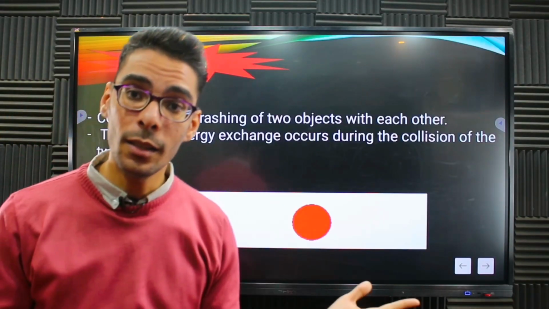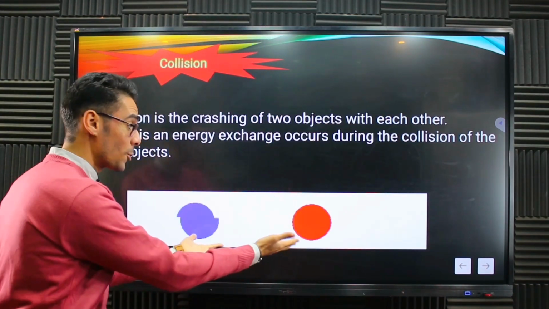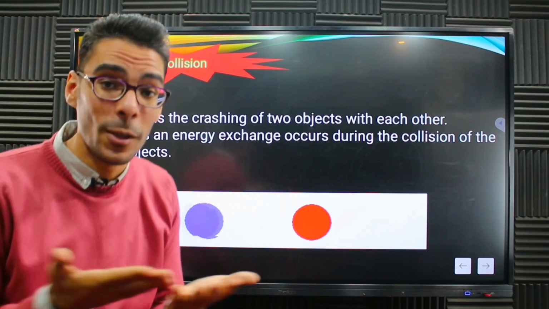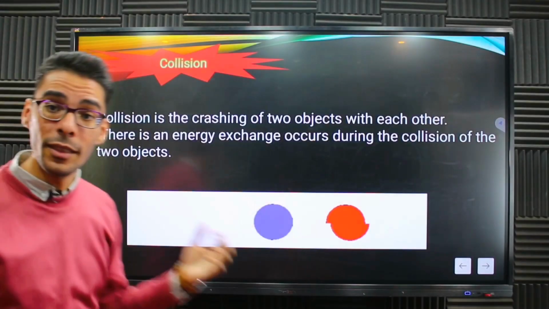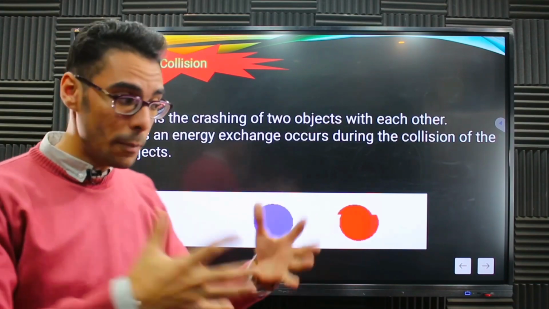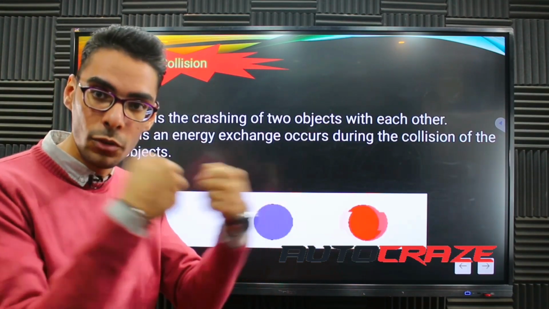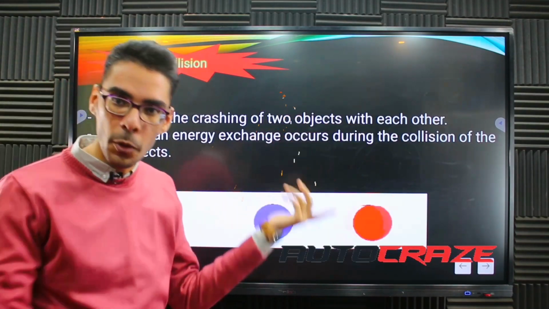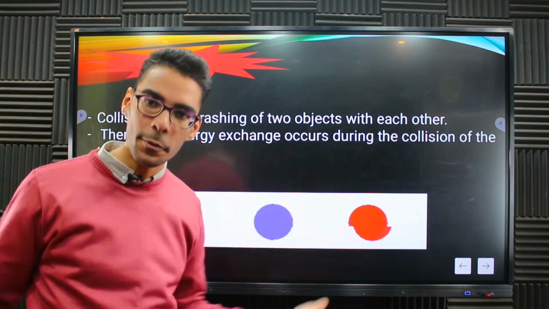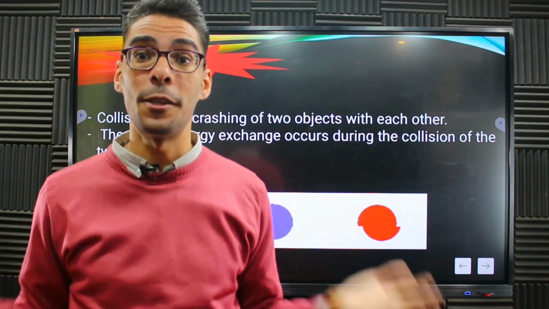So what does collision mean? Collision means crashing between any two objects, as you can see here. This is what is meant by collision. But there is an energy exchange happening during collision. Some energy forms are produced by the collision, such as sound due to crashing, or maybe sparks of light. That means light energy is produced. Sometimes, if it was a strong collision, heat energy is produced.